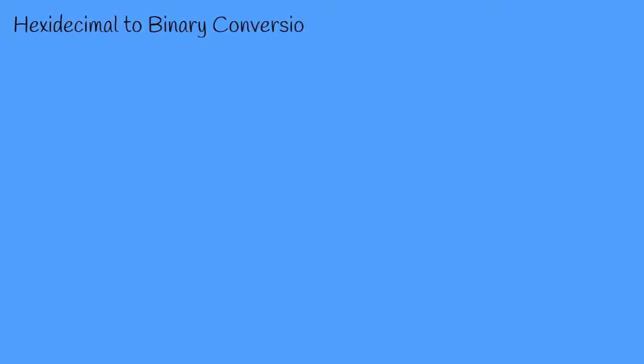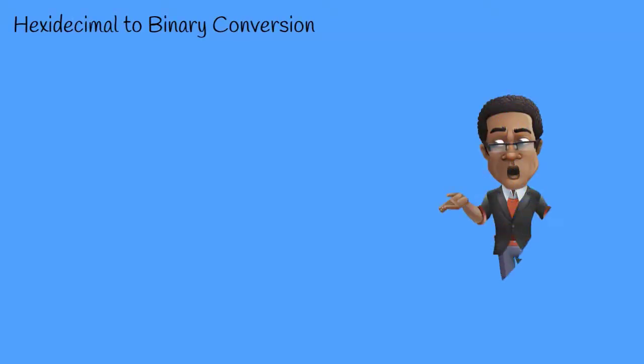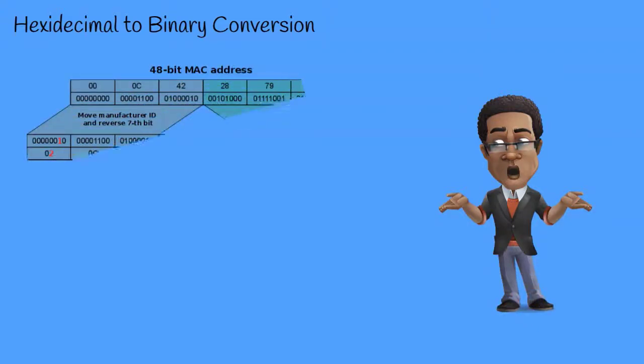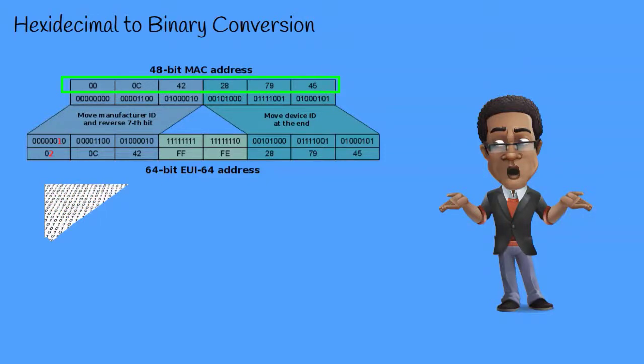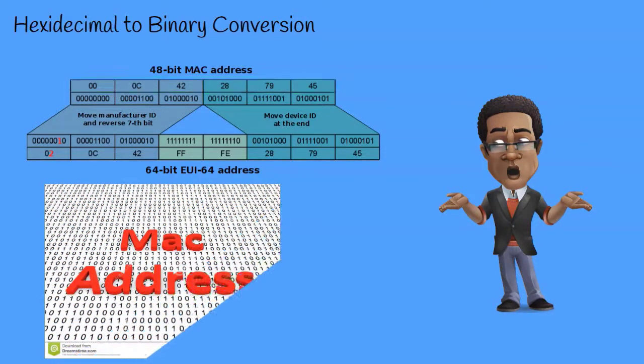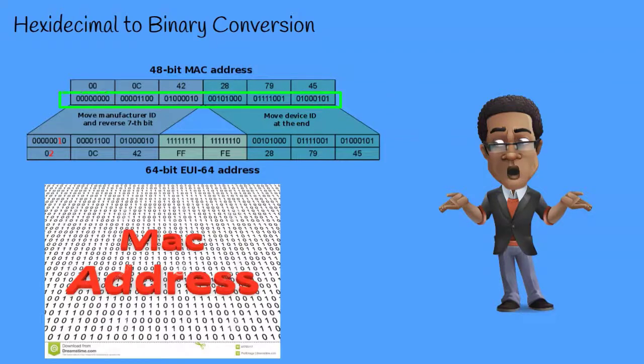Hexadecimal to binary conversion. That is what we just discussed earlier. That is what the data link layer does. It takes the hexadecimal MAC address and it converts it to the binary numbering scheme, which is a base 2 numbering scheme. So as you can see here, we have an example of a MAC address up here, the 00, the 0C, the 42, and the 28. And then below that, we have the binary conversions of these MAC addresses right here. As you can see, they're all ones and zeros in the conversion.